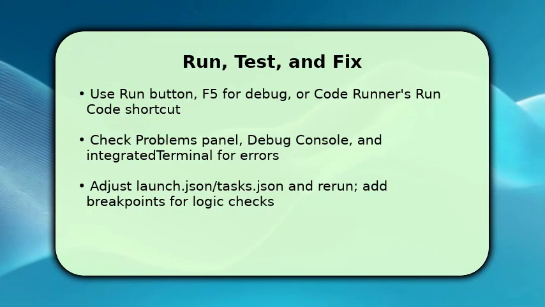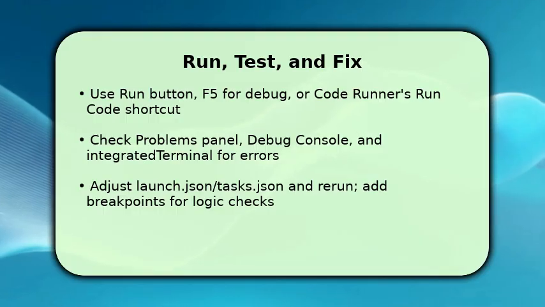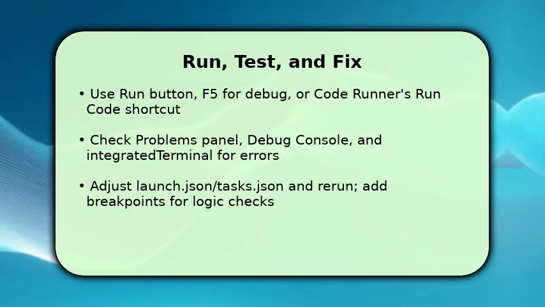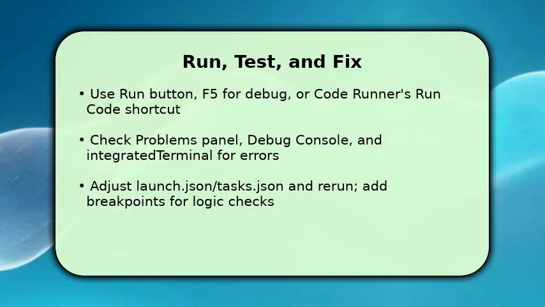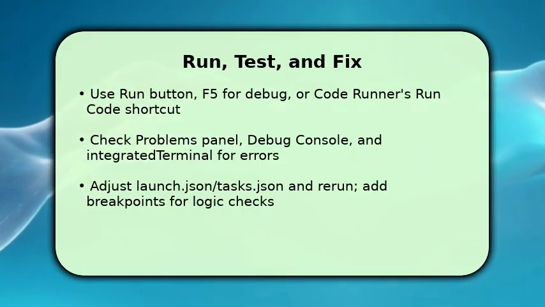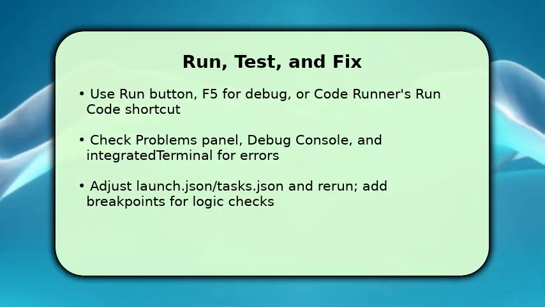You execute the program with Run or F5 for a debug session and observe output in the debug console or integrated terminal so you can verify behavior. When tests fail or errors appear, check the Problems panel and the stack trace to locate the file and line, then set breakpoints and step through to inspect variables for root cause. If things still fail, ensure paths and environment variables in launch.json match the shell. Make that adjustment and rerun to confirm.